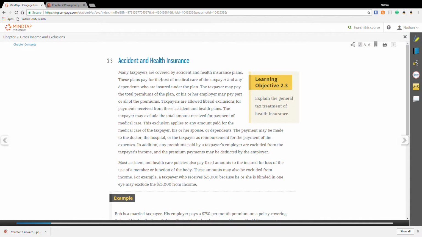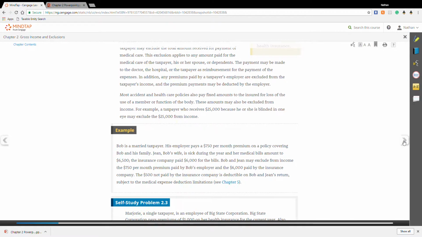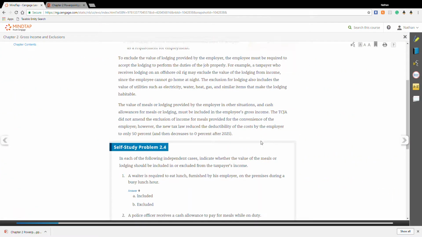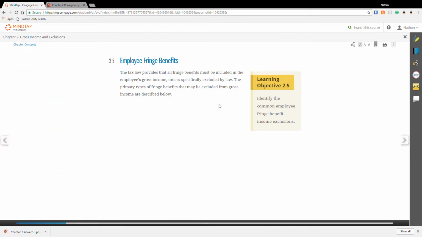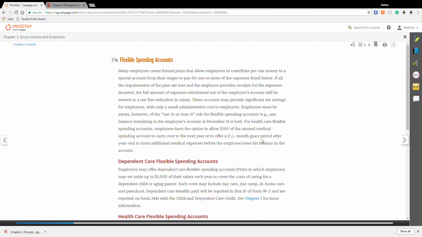This is for accident and health insurance. Alright, here's our meals and lodging. Alright, so here's our employee fringe benefits. We're almost there. Let's see if we can find this table.